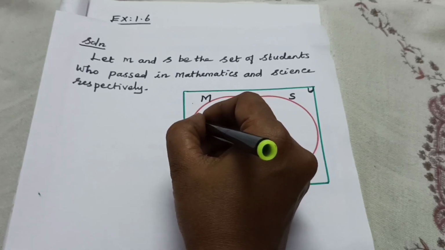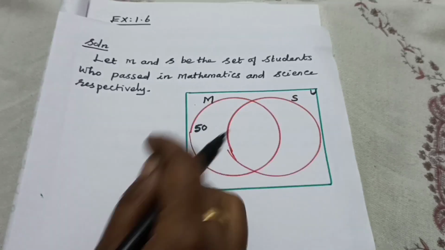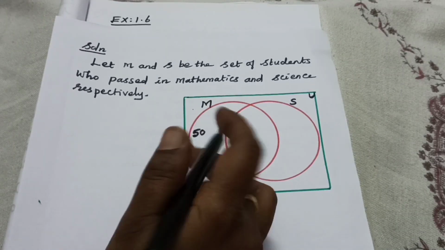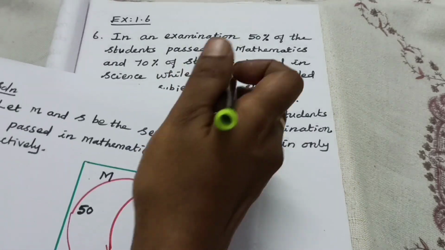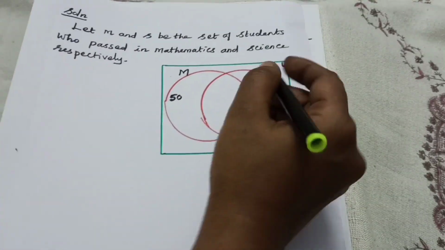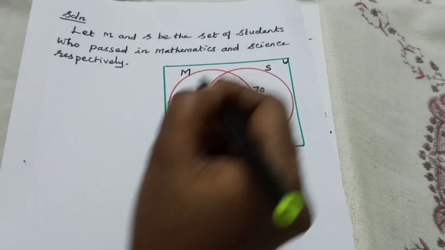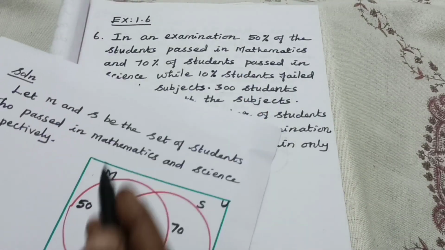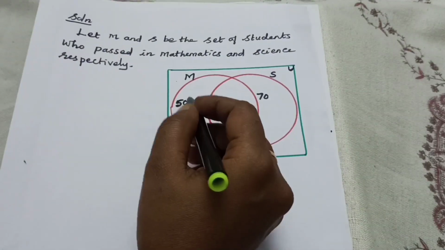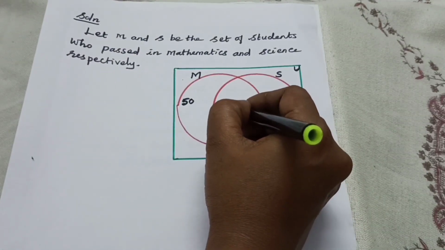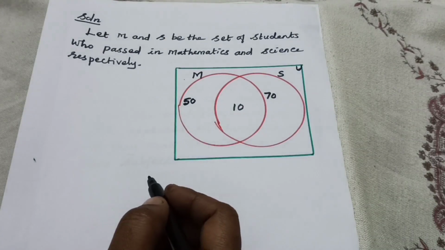That means here we have to write 50. 50% of students passed in mathematics. Then like that, 70% passed in science. Science means here we can write 70. Then what is given for both? 10% of students passed both mathematics and science.